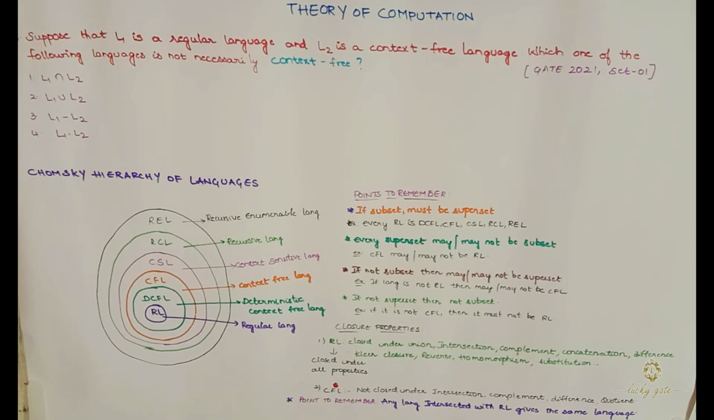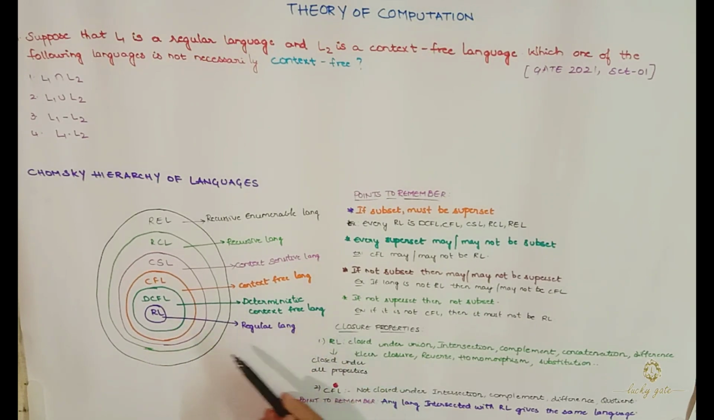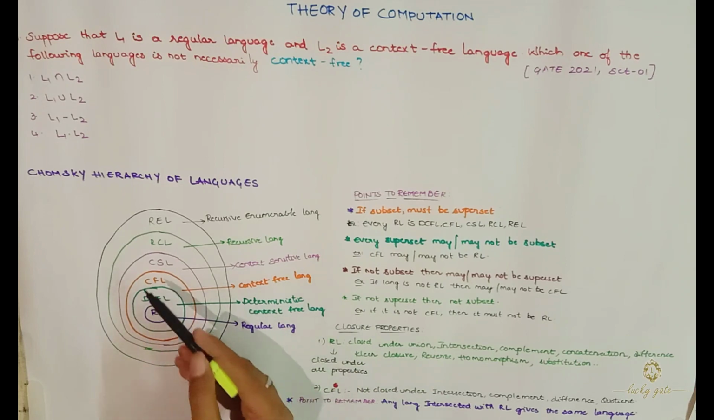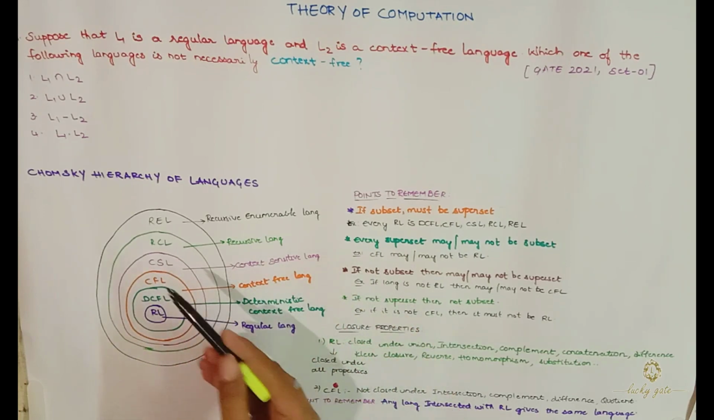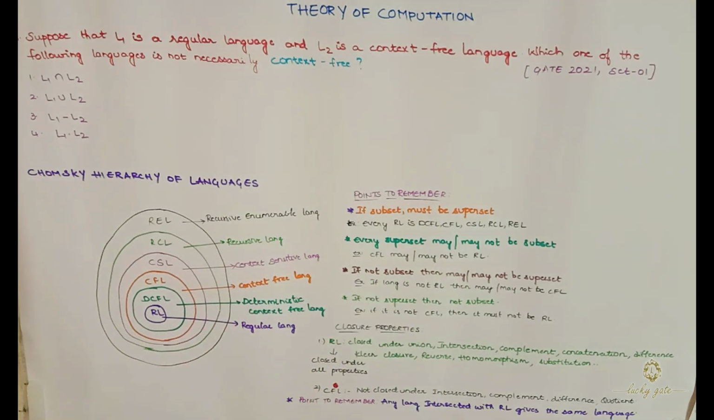Let's discuss what the Chomsky hierarchy of languages is. So, this is called the Chomsky hierarchy of languages and these are the languages. One is regular language, DCFL, that is deterministic context-free language, CFL, context-free language, CSL, context-sensitive language, RCL, recursive language, REL, recursive enumerable language. By keeping one basic point in mind, the subset and superset property, we can easily solve any kind of question.